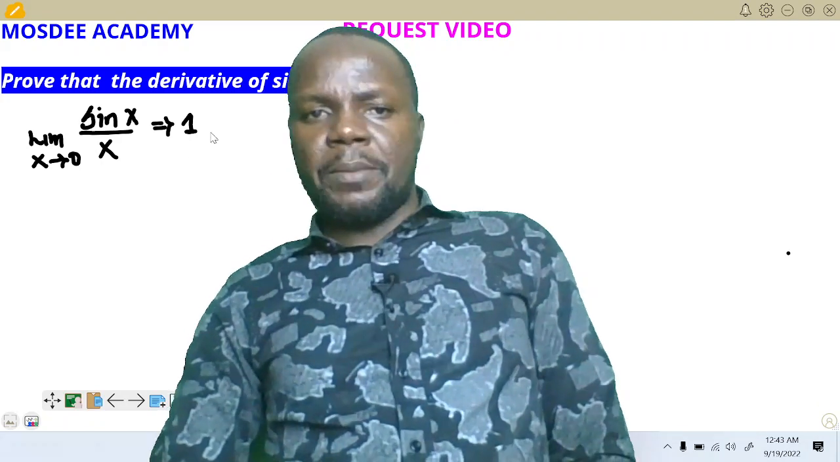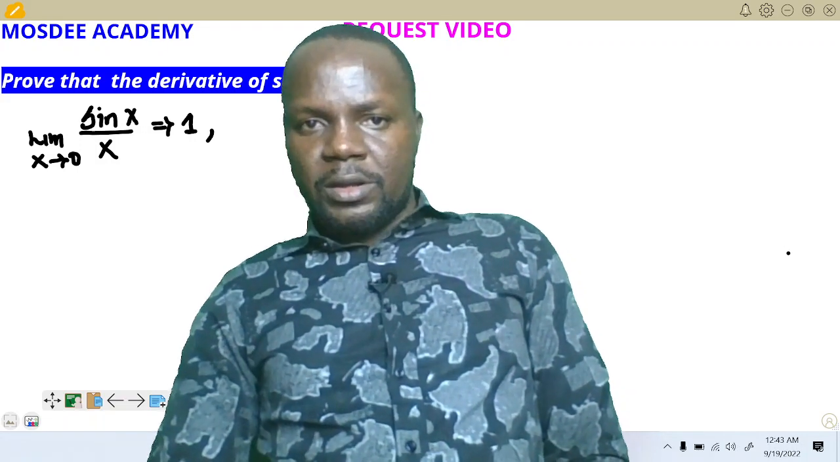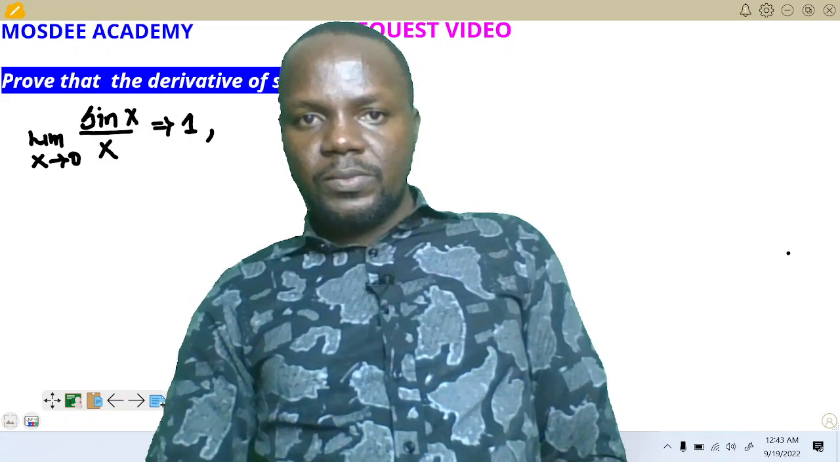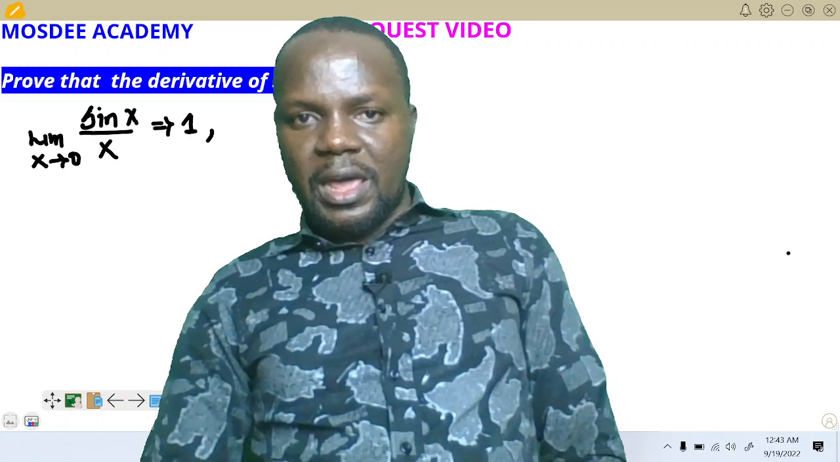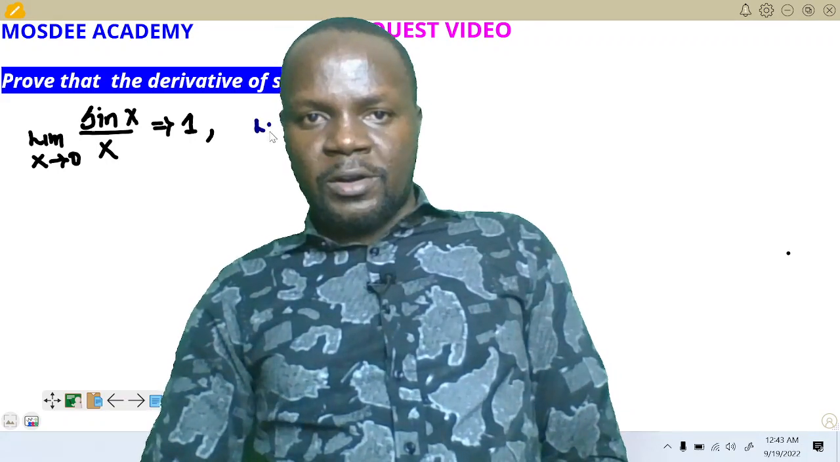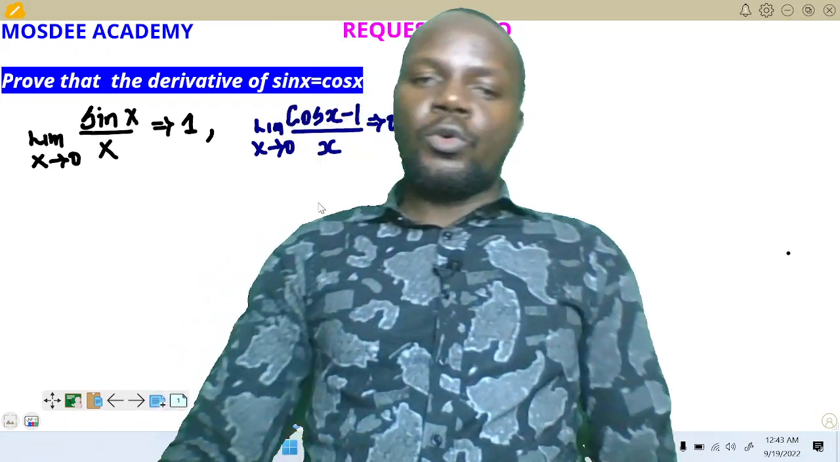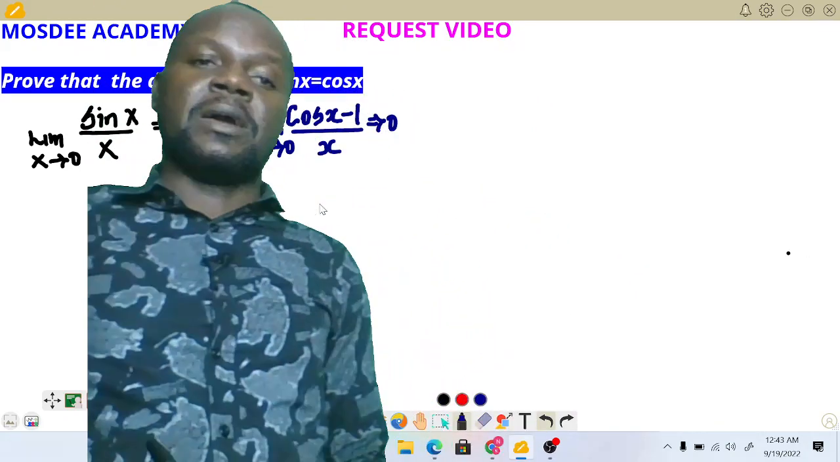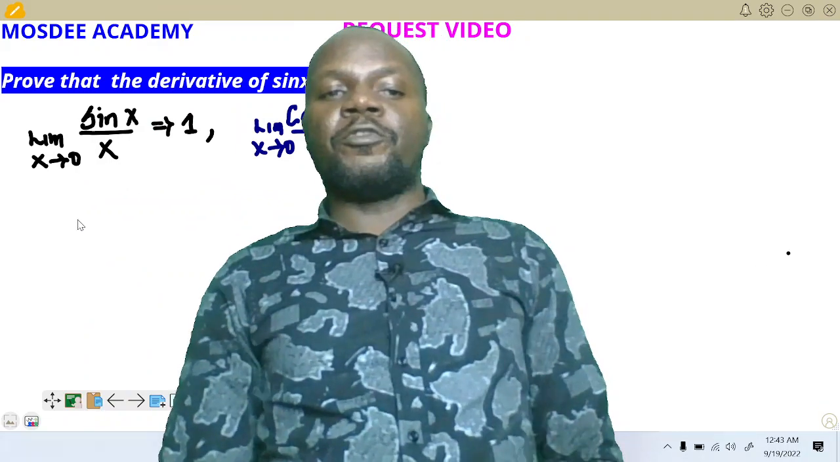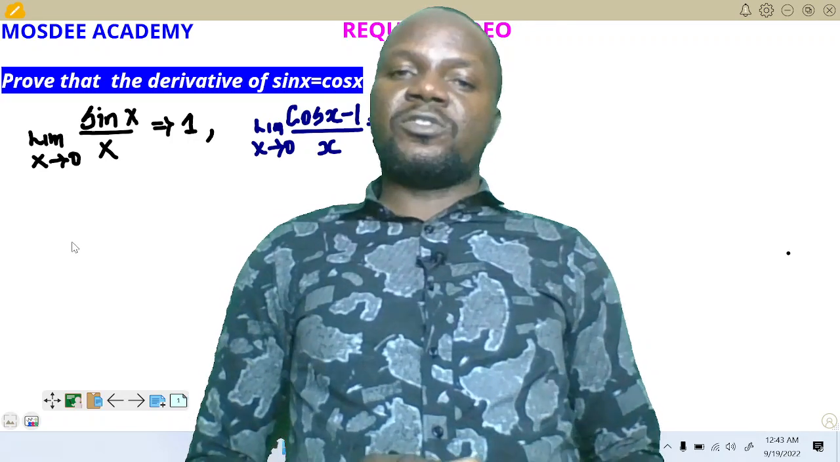Another one you can also keep in mind, because I said I'm going to be using two: the second one is the limit of cos x minus 1 over x as x approaches 0, which is equal to 0. I hope you can see this. These are the two basic formulas we have to keep in mind. Then we should be able to prove from first principles the derivative of sin x.